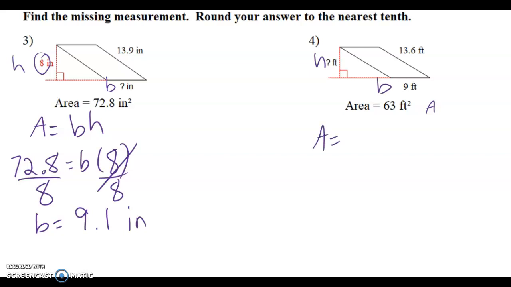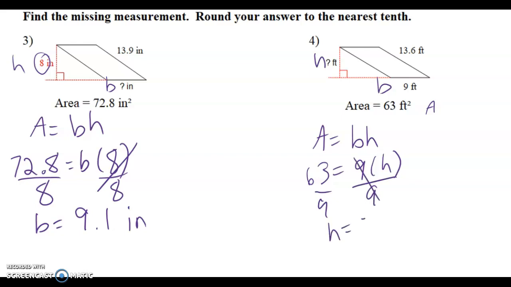I can write my formula again. You don't have to write the formula out every time, but it doesn't hurt to put it all together. So my base would be 9. My height would be h. Divide by 9 to cancel out. So h is equal to 7. In this case, it would be feet.